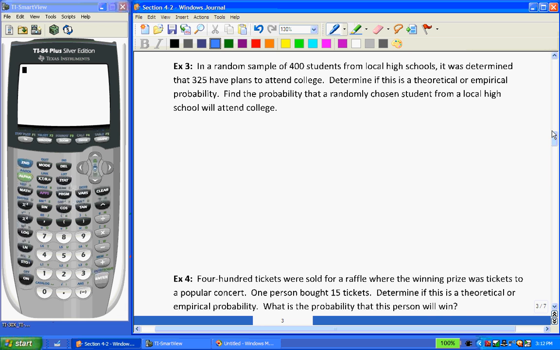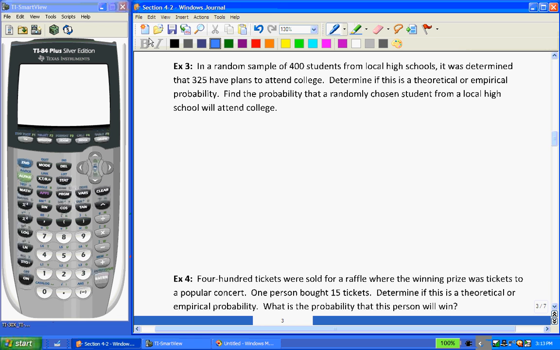Let's take a look at example 3. In a random sample of 400 students from local high schools, it was determined that 325 have plans to attend college. Determine if this is a theoretical or empirical probability, and then find the probability that a randomly chosen student from a local high school will attend college.